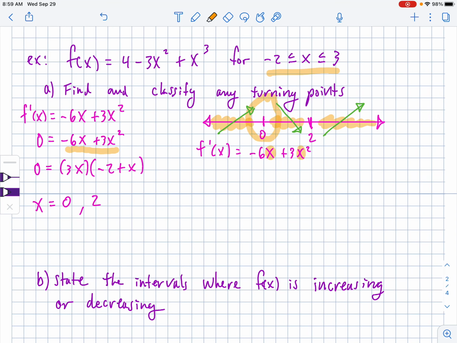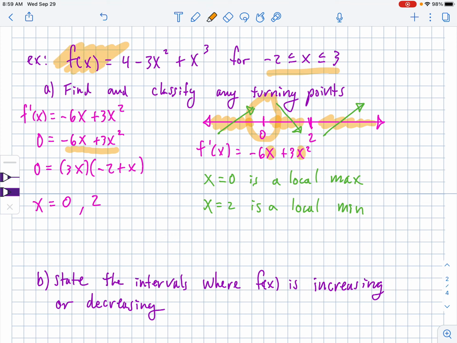So that means that 0 is a turnaround spot, and it switches from positive to negative. So x equals 0 is a local max, and x equals 2 is a local min.